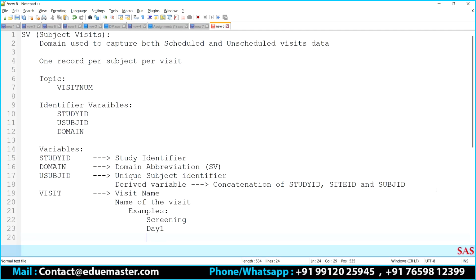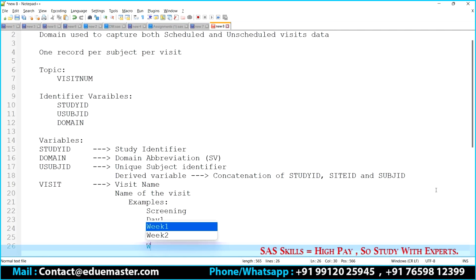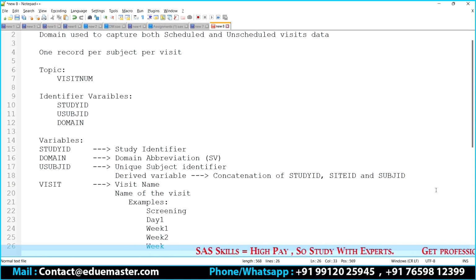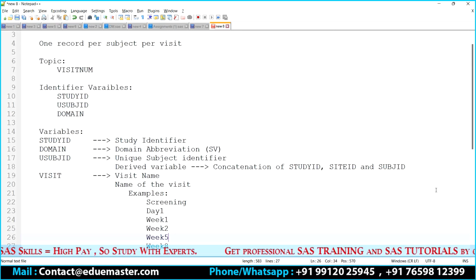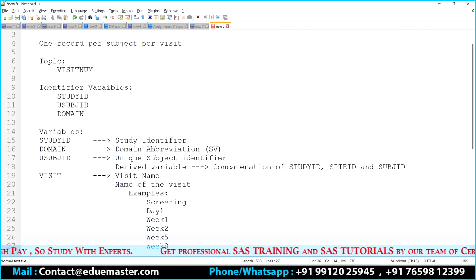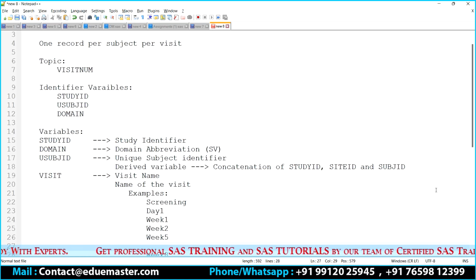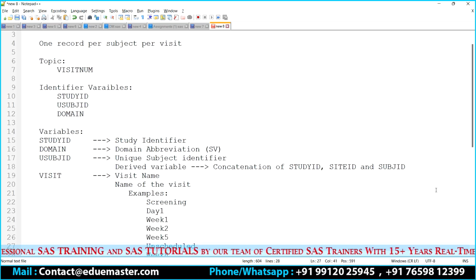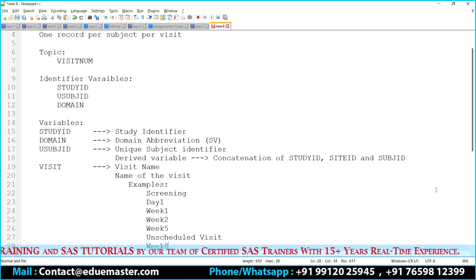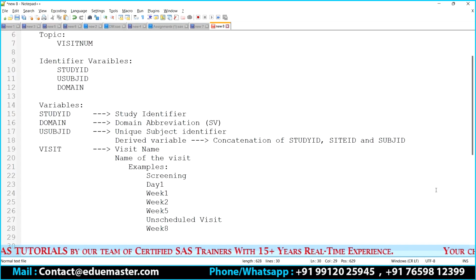After a week, the subject is coming for the follow-up, week 1. After 2 weeks, the subject is coming. After 5 weeks, the subject is coming. It can be 3 weeks, 4 weeks, 5 weeks, any number of weeks, right? Let's say my treatment is ending on week 8. So week 8 also. But in general, in the middle of this, the subject can also have some unscheduled visit, right? For unknown reasons, when the subject is not well or anything, the subject can have an unscheduled visit, correct?